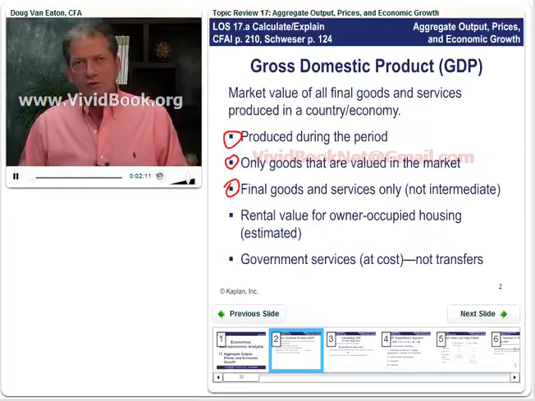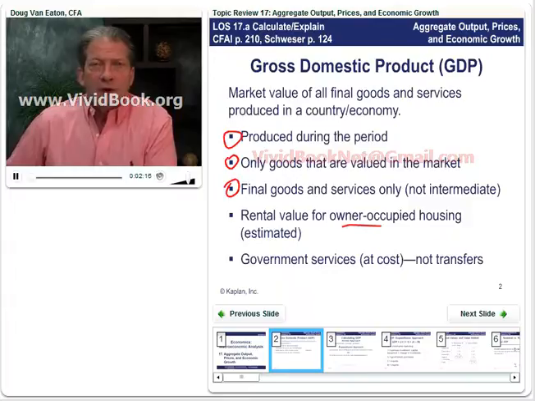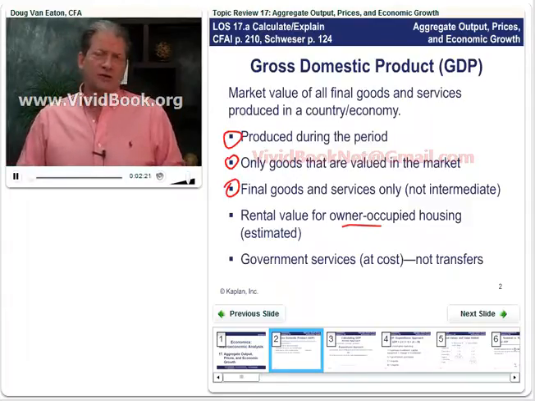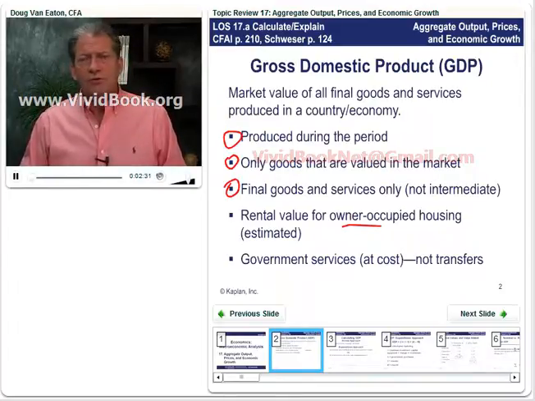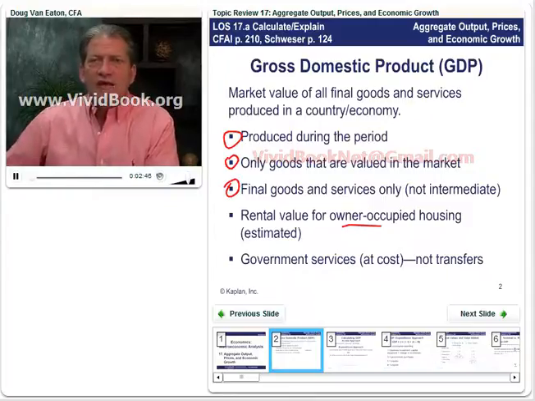So we also want to include the rental value of owner-occupied housing, because people that own their own houses, well, these are productive assets. These are physical assets, and they produce economic benefit, housing services. So even though it's owned by the user of those services, we still want to value those services as output when calculating GDP. And we value also government services, but not at their value because they're not traded, but we value them at cost.